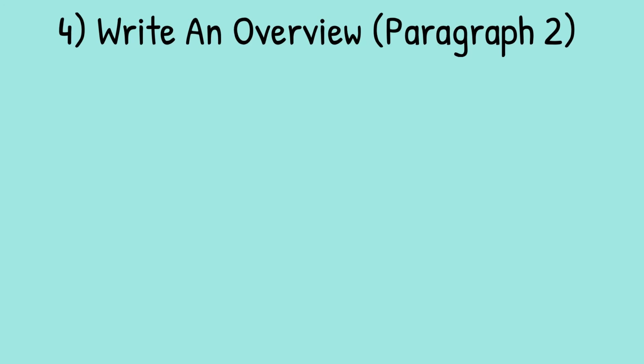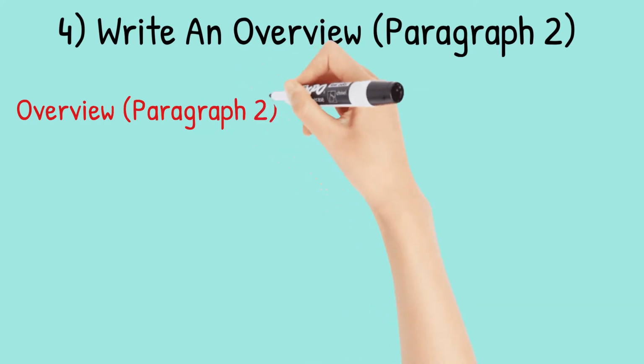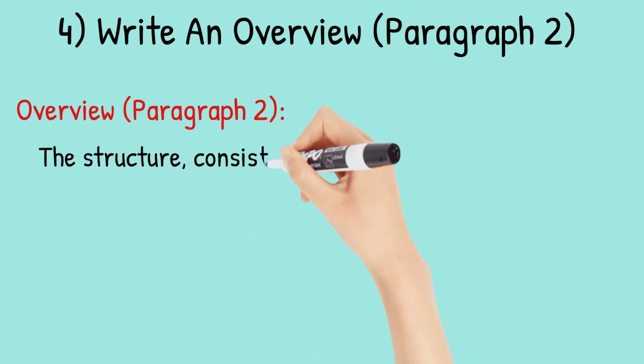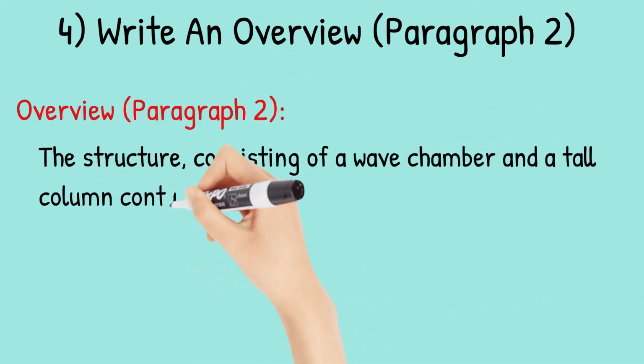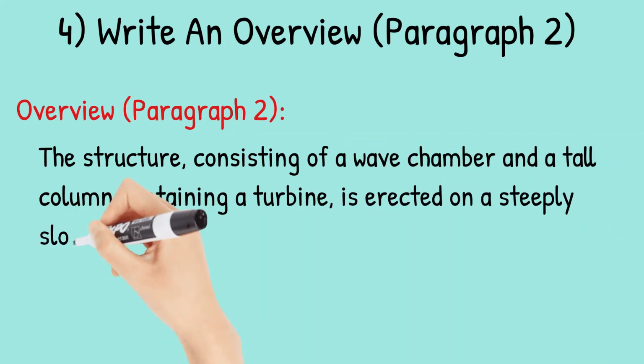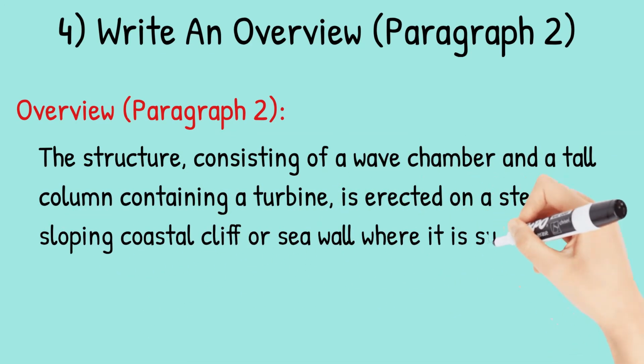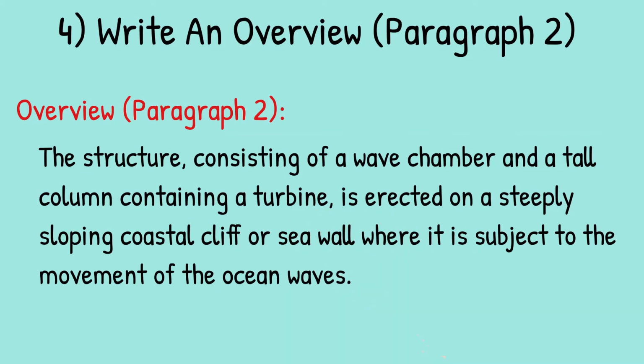For example, the overview or paragraph 2 could be written as, the structure consisting of a wave chamber and a tall column containing a turbine is erected on a steeply sloping coastal cliff or seawall where it is subject to the movement of the ocean waves.